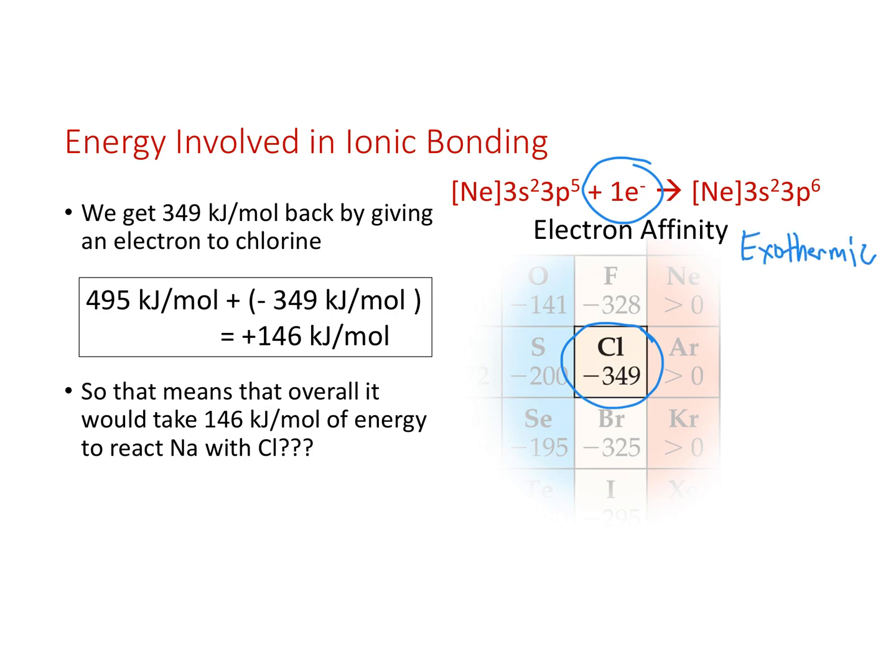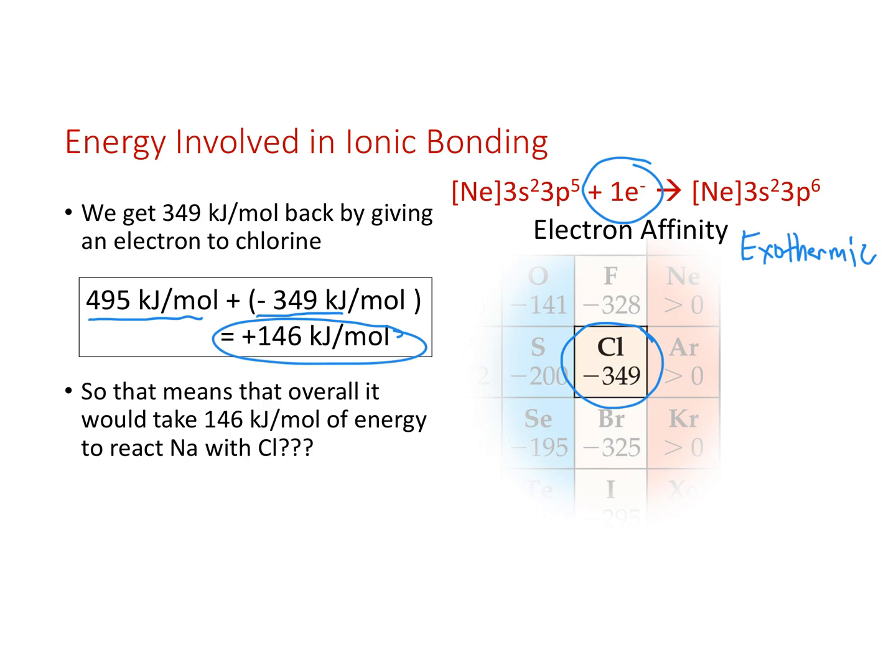But is it enough? So here's step one. Step one was endothermic, 495 kilojoules. Step two was exothermic, 349 kilojoules. I add those two together, and overall, I'm still an endothermic process. Well, at the start of this session, I said, right, in order for something to form a bond, we need to be lower in energy than the two individual ions. So far, based on our calculations, that's not true. We're still at a higher energy. I'm still endothermic to the tune of 146 kilojoules.